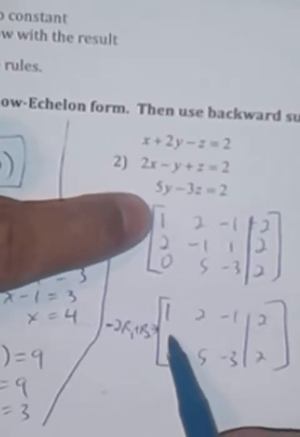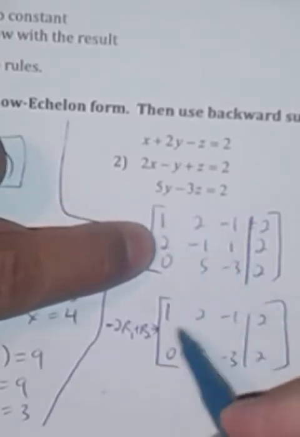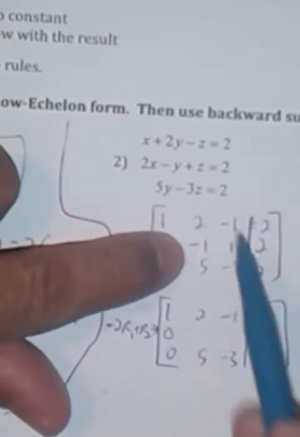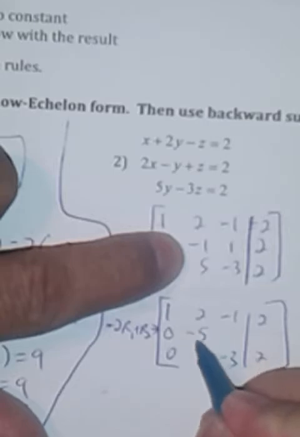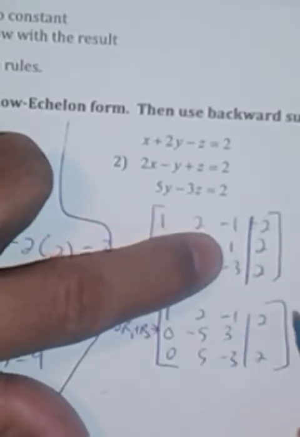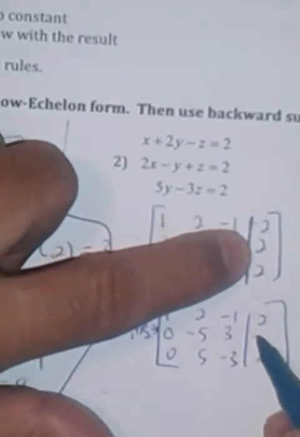All right, but row 2 is going to come from the following. -2 times 1 is -2 plus 2 is 0. -2 times 2 is -4 plus -1 is -5. -2 times -1 is 2 plus 1 is 3. And -2 times 2 is -4 plus 2 is -2.